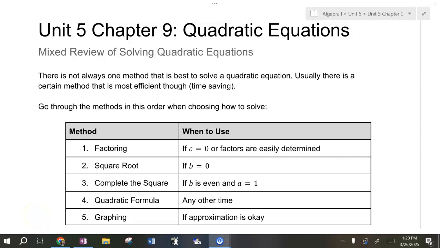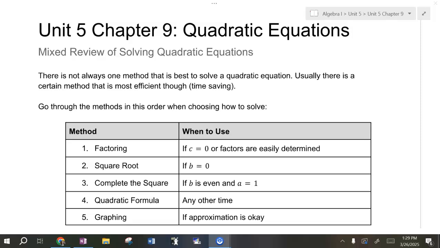Everybody, welcome back to a review of what we've been learning in Chapter 9 about quadratic equations, which, as a reminder, are equations where the highest power is 2, or x squared. And we've talked about a lot of different methods of how to solve these types of equations. We've gone through all these methods separately. Today, the goal is to put all the methods together and decide when it is best to use each one.